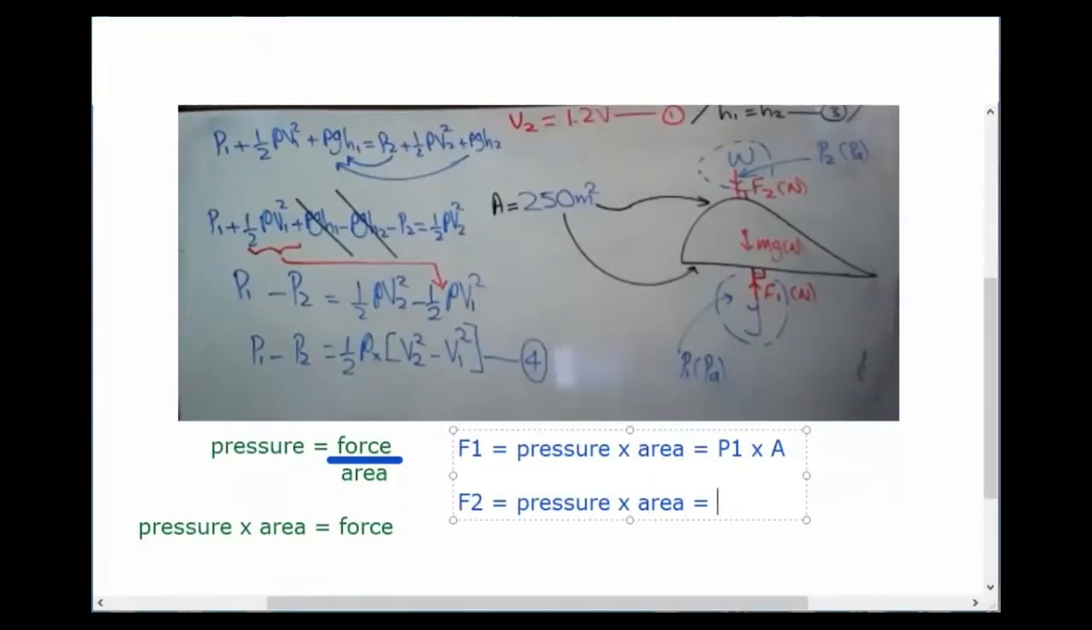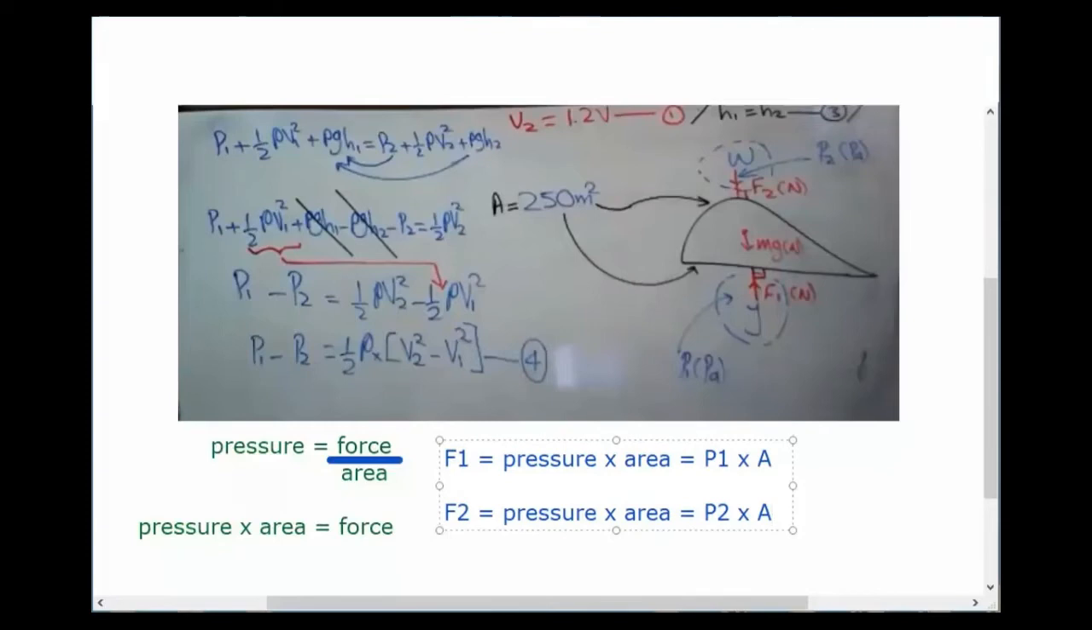P2. That is P2. Cross-section area, let me use A, because they have said the effective surface area for both the upper surface and lower surface is capital A. It's clearly given. Am I right, dear? Right. Please write the expressions for both forces F1 and F2, dear. Quick.